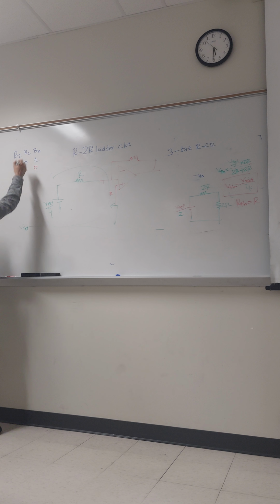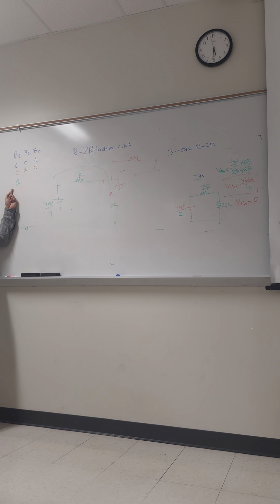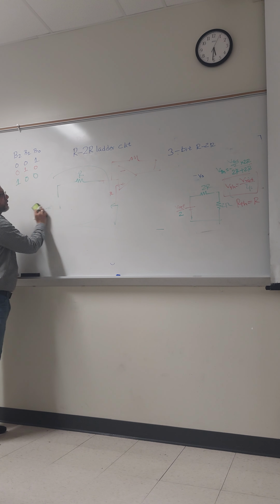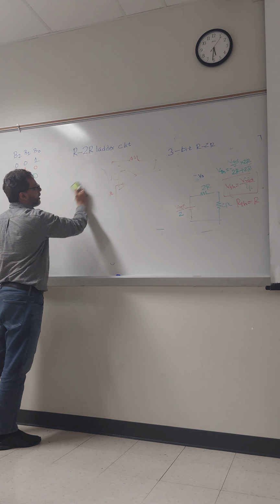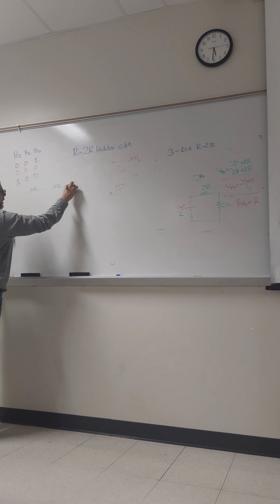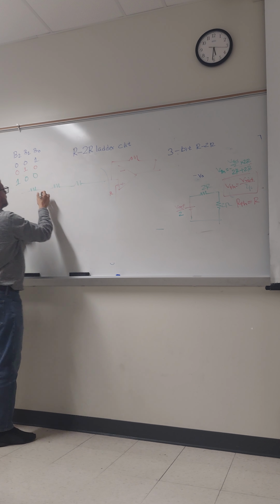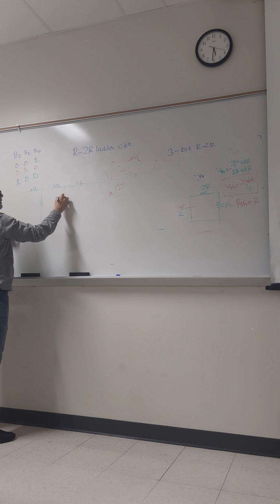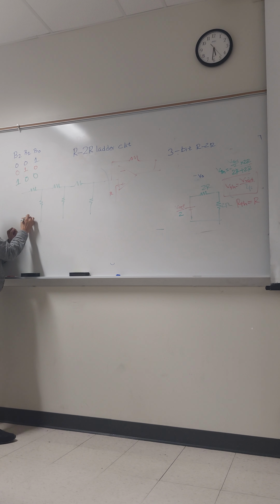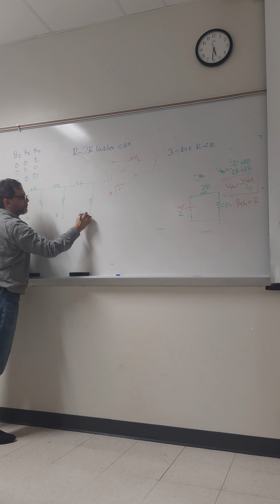Finally, if we have only B2 equal to 1, the MSB bit is logical 1 and B0 and B1 are 0. So we need to just calculate from the very beginning to here, because all the other reference voltages are connected to ground. So here twice R, then R, then R, twice R, twice R, twice R. It was B0, B1, B2.